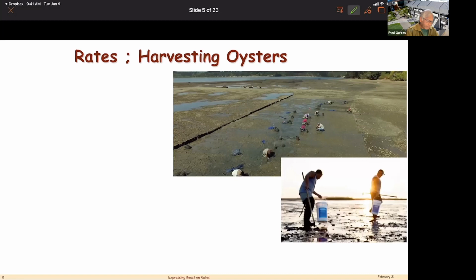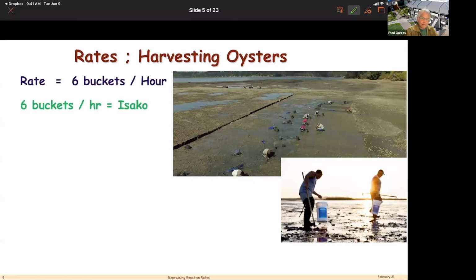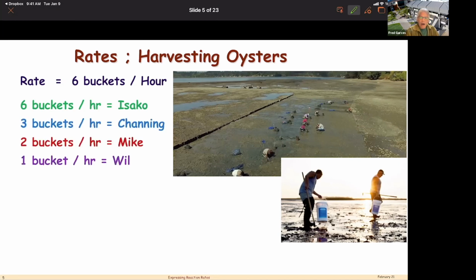And so, like I said, you have to go out, dig down the oysters from the mud pit, and then depending on how much you gather, that's your pay rate. So one guy, he's a big Samoan guy, 6'3", very strong. He could collect 6 buckets per hour. It was pretty efficient. Another guy, Channing, he could only collect 3 buckets per hour. My brother's best friend could only collect 2 buckets per hour. And my brother, who had an injury, could only collect 1 bucket per hour.